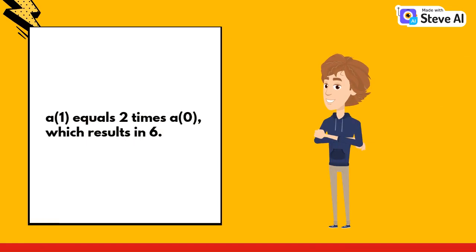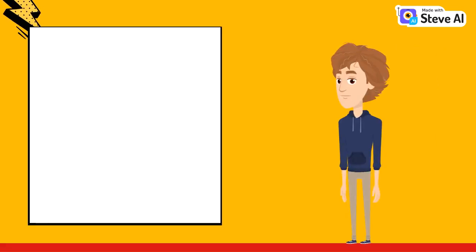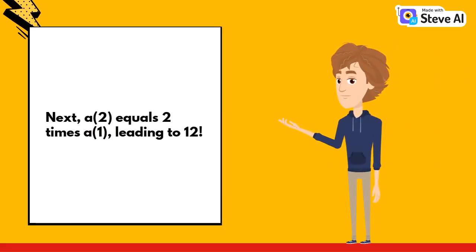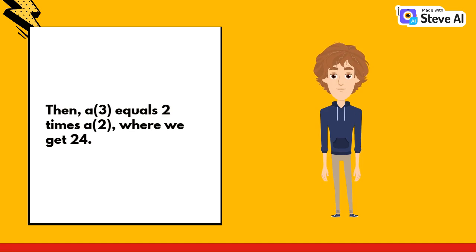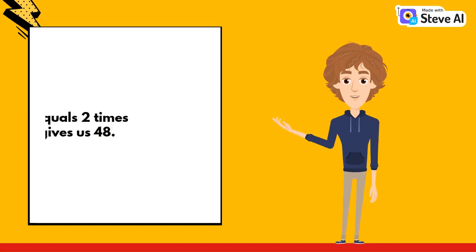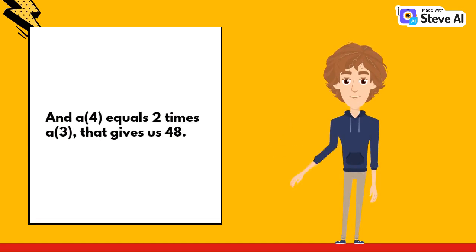a(1) equals 2 times a(0), which results in 6. Next, a(2) equals 2 times a(1), leading to 12. Then, a(3) equals 2 times a(2), where we get 24. And a(4) equals 2 times a(3), that gives us 48.